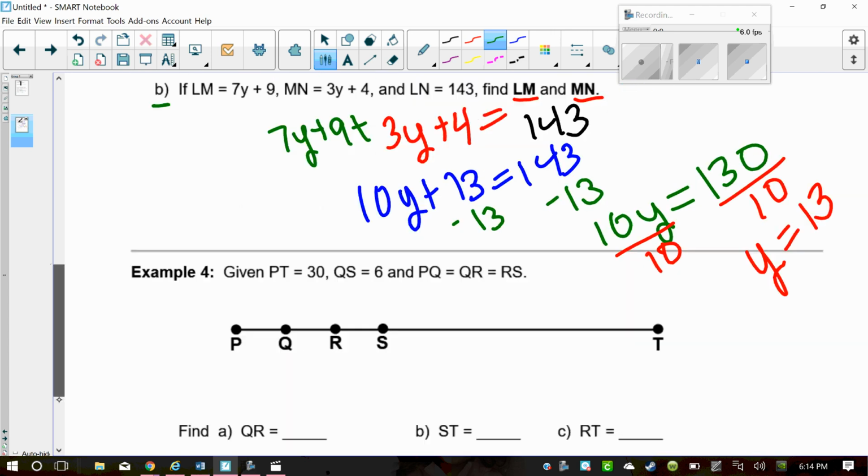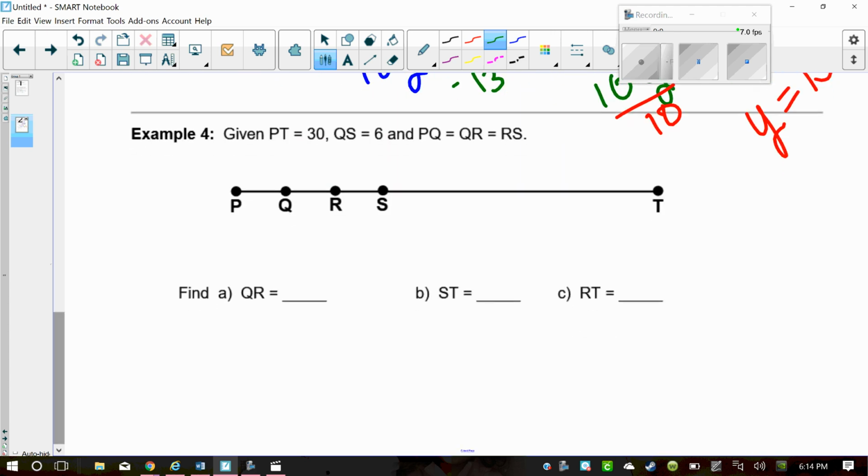All right, let's go down. Let's just plug it in. This is not a hard problem. There's no variables. It says P to T is 30. So this whole big thing right here is 30. And Q to S is 6. Let me just make that red. Q to S is 6. And P to Q equals Q to R equals R to S.